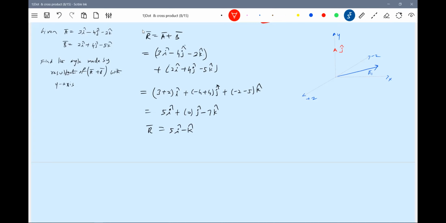What is the angle between them? The resultant R1 bar lies in the xz plane. So should we draw a diagram? The answer may not come that way, but we can solve it mathematically also. It's asking to find the angle made by the resultant of a bar plus b bar with y axis. We'll do one thing: R1 bar, the resultant of a bar, b bar, dot j cap.